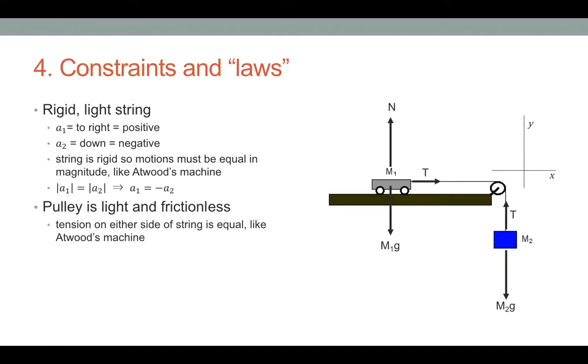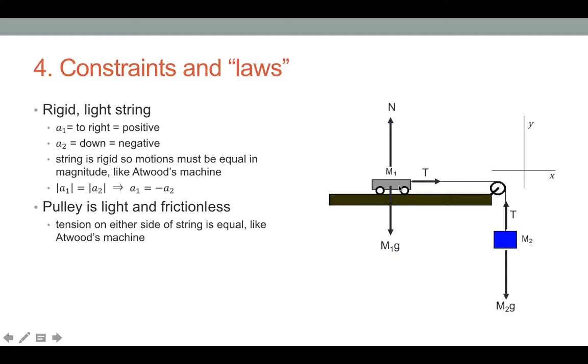Next, we'll apply our constraint laws. We're using our sign convention, which means a1 will be positive to the right, and a2 will be negative if going down. And the cart must be moving to the right for the positive acceleration, and the block must be moving down with a negative acceleration. So long as the string doesn't stretch, for every centimeter that the cart moves to the right, the block must move down a centimeter in the same amount of time, which means the velocities of these two must be equal in magnitude, which means their accelerations must also be equal in magnitude, just like it was in the Atwood's machine.